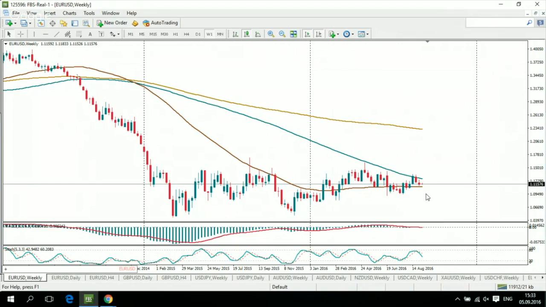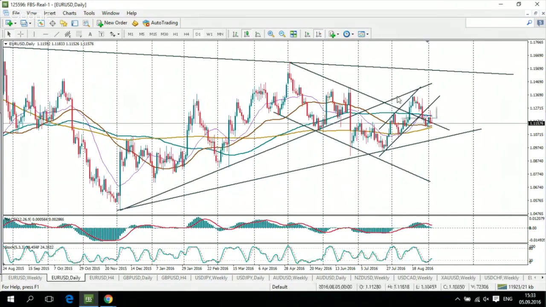This happened also one more time in August. So the main scenario, looking at the weekly technical indicators as well, is that the pressure on the 50-week moving average just below 1.11 will intensify. We will get to this level in the coming days, and the pair will probably test lower levels.